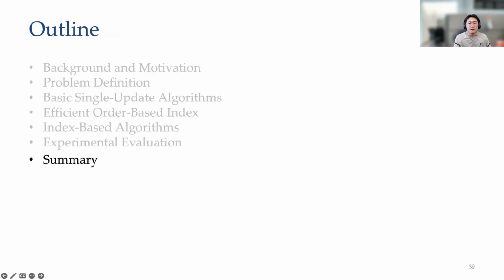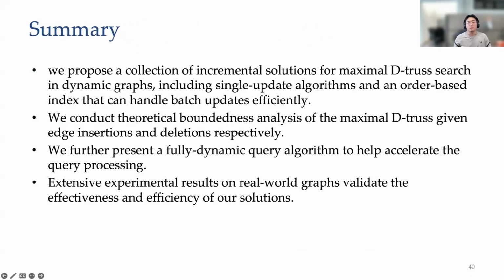And here's the summary. In this paper, we propose a collection of incremental solutions for maximal trust search in dynamic graphs, including single update algorithms and an order-based index that can handle batch updates efficiently. We conduct a theoretical bounding analysis of the maximal trust given edge insertions and deletions respectively. We further present a fully dynamic query algorithm to help accelerate the query processing. Extensive experimental results on real-world graphs validate the effectiveness and efficiency of our solutions.